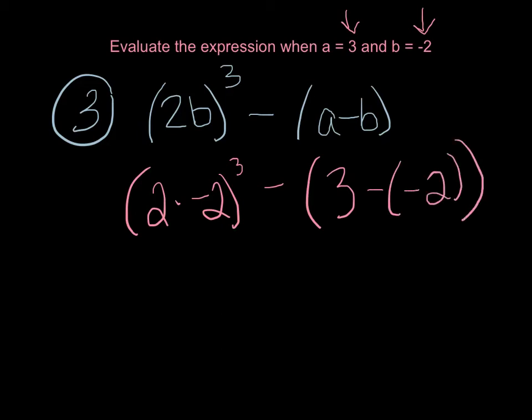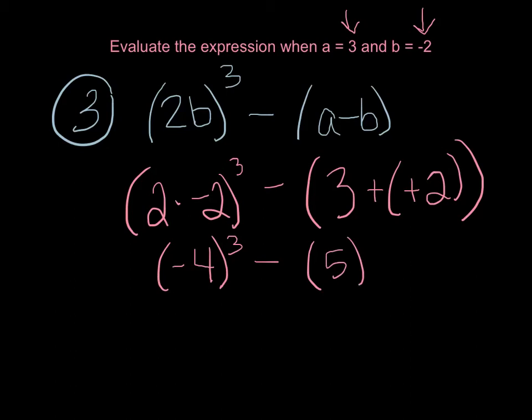Let's start by doing our parentheses, because that's our first order of operations. In the first parentheses, you have 2 times negative 2, which is negative 4, still to the third, minus, in this parentheses, you have 3 minus negative 2. When you have two negatives directly next to each other, they cancel and both become positive, so this becomes 3 plus 2, which is 5.